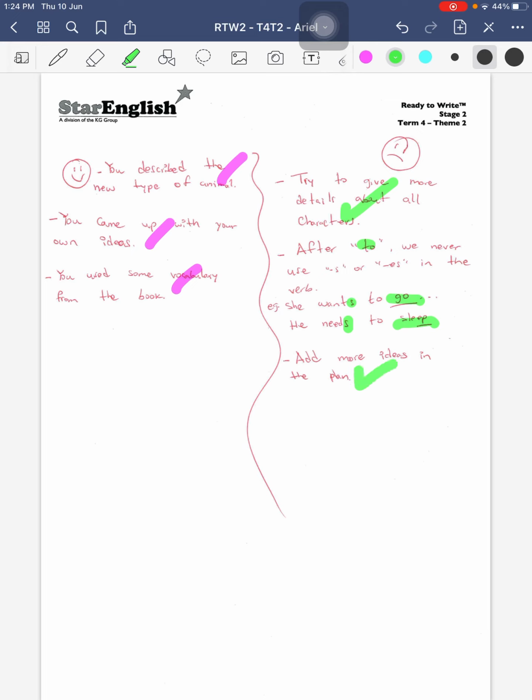And try to add more ideas into your plan so you can have more to write for next time. So let's remember these things for your next writing.